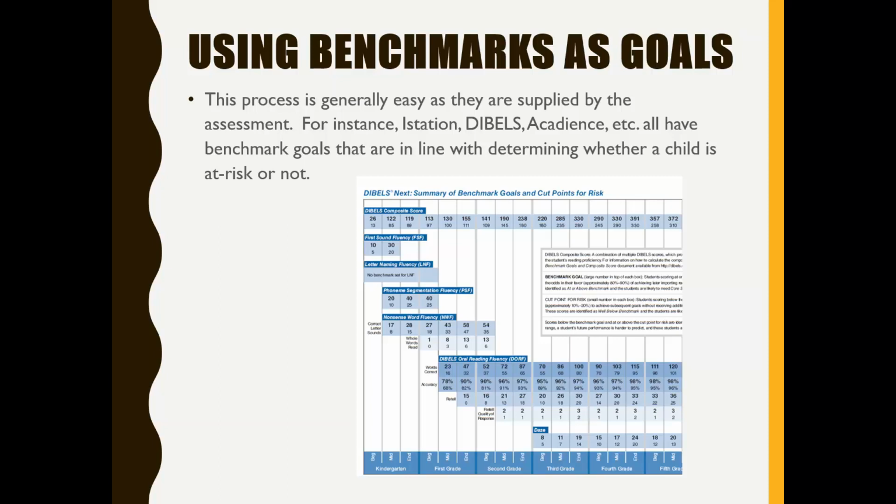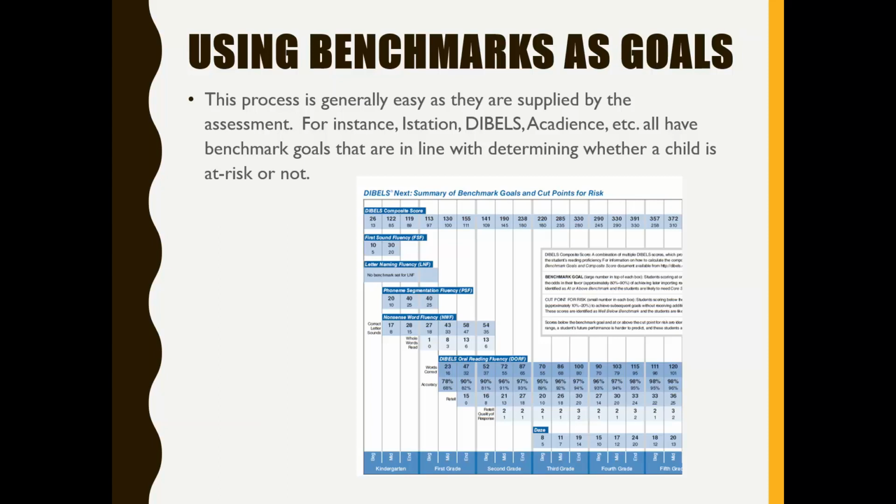So what we see here is that one of the ways that you can set goals in a school is that you could set a student's goal based on benchmarks. This process is generally really easy, and most, if not all, systems that have some kind of benchmarking and progress monitoring will have benchmark goals that go along with it. For instance, iStation, DIBELS, Acadience, all of these have benchmark goals that tell you if a student is at risk, or at no risk, or at some risk. And each of them calls that something different.